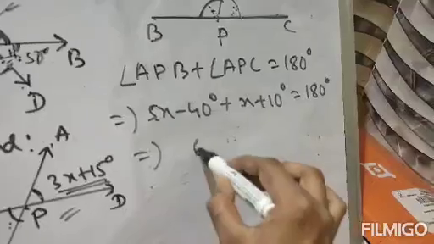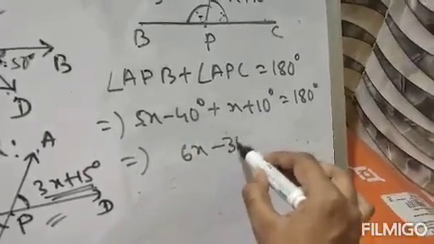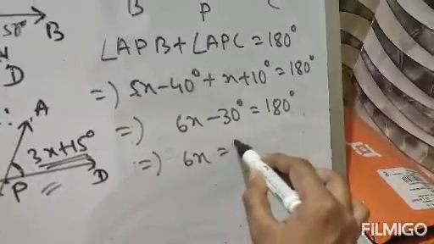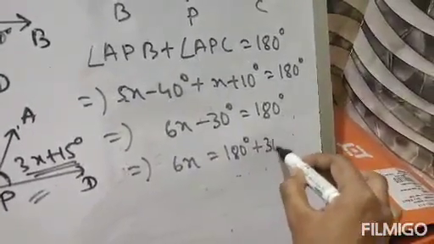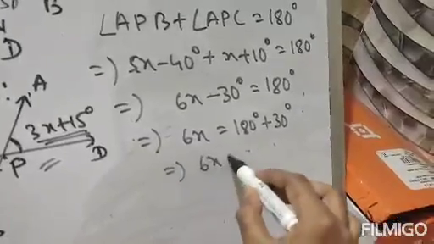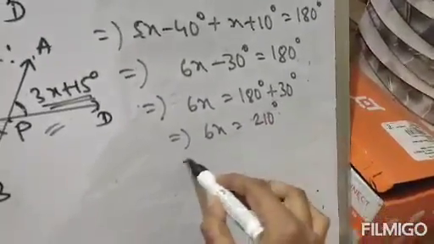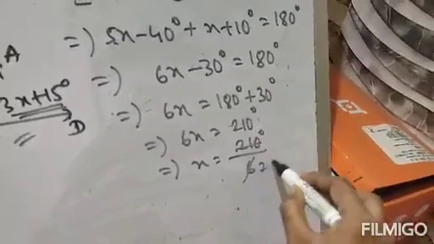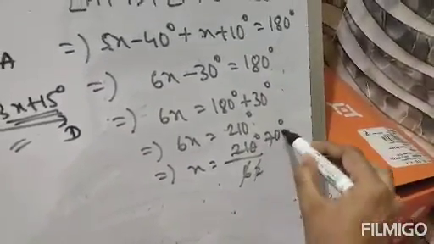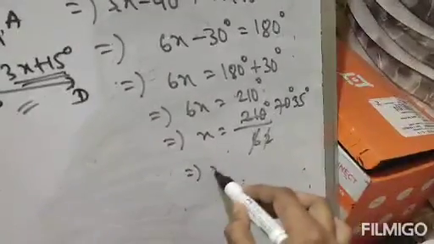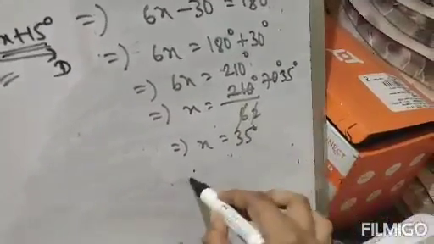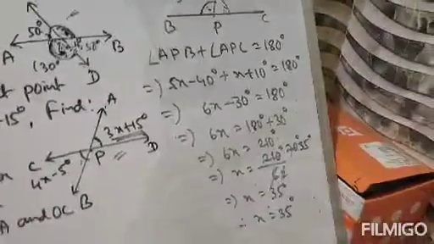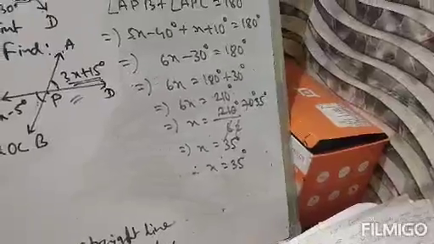Therefore 5x plus x is 6x, minus 40 plus 10, that is minus 30 degree, equal to 180 degree. Therefore 6x will be equal to 180 degree plus 30 degree. Therefore 6x will be equal to 210 degree. Therefore x equal to 210 degree divided by 6. So reduce, 3 2s are 6, 3 7s are 21. Therefore 35 degree. Therefore x equal to 35 degree. Therefore your answer is x equal to 35 degree.